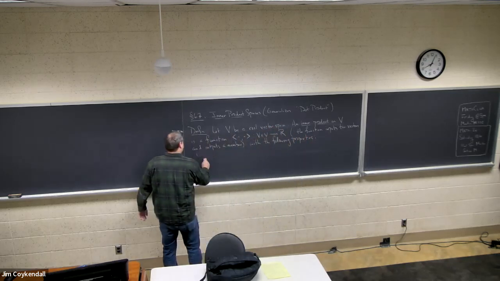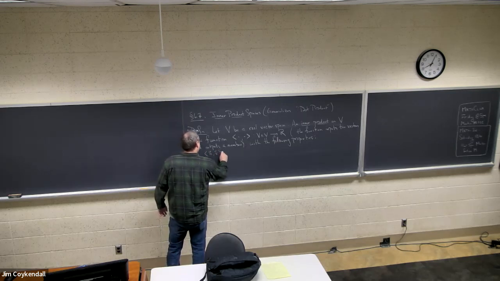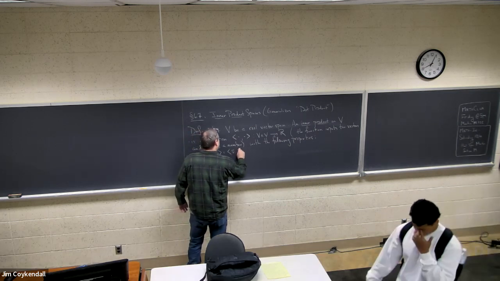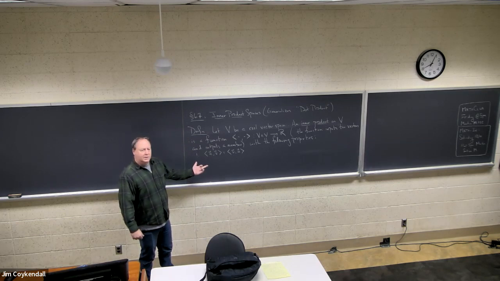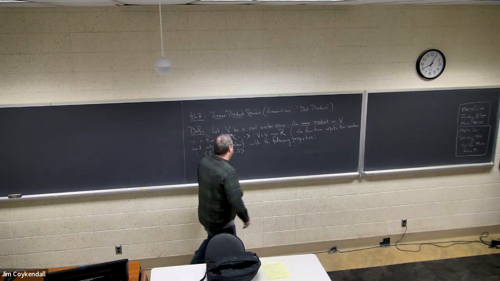Number one. In other words, it doesn't matter what order I put the vectors in. The product of u and v is equal to the product of v and u.